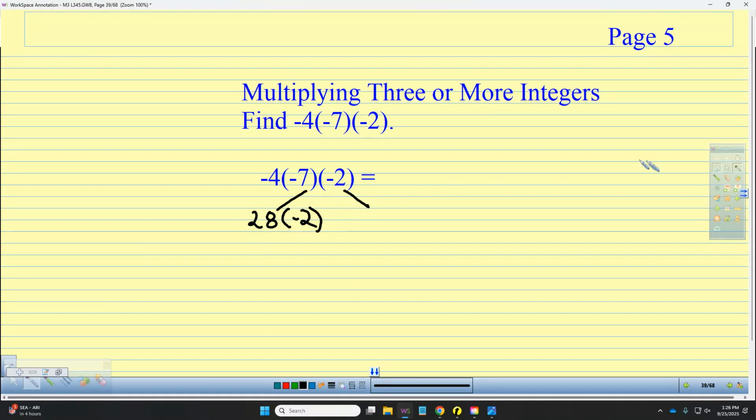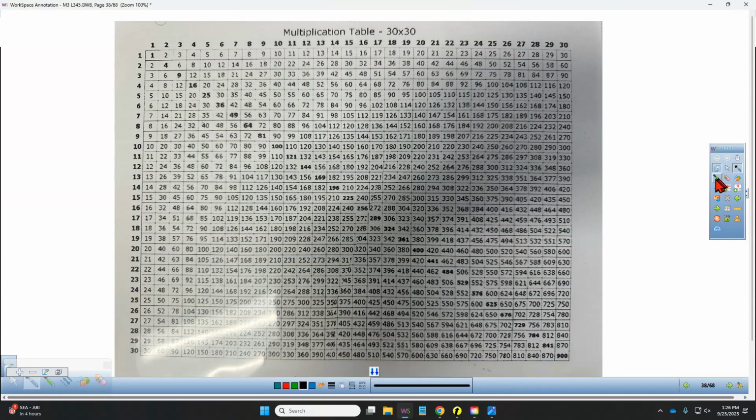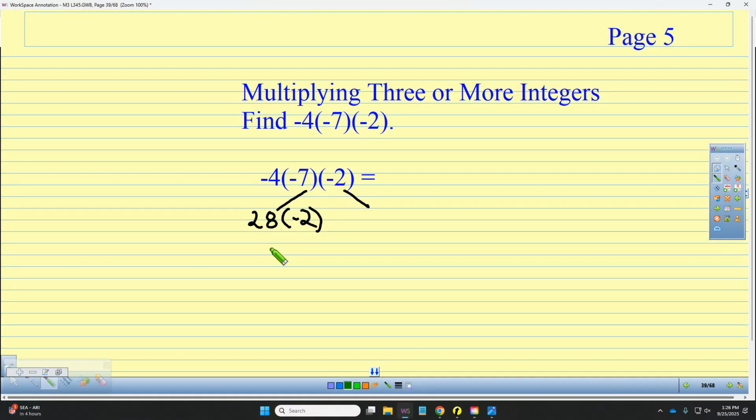And from there, if you don't know what 28 times 2 is, you can go back to your multiplication chart and you can find where 2 is, find where 28 is, and we can go down. And if we go across, I'm going to try to keep it as straight as possible, we get 56. And since the signs are different, our answer would be negative, so we get a negative 56.